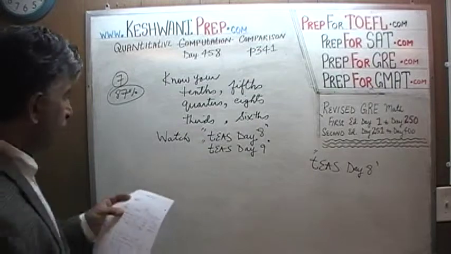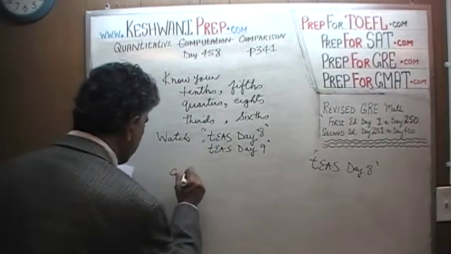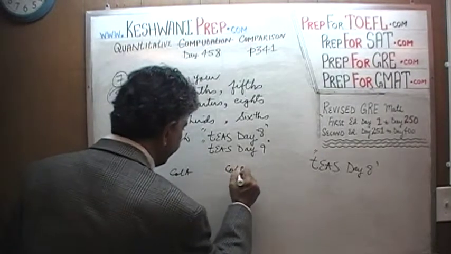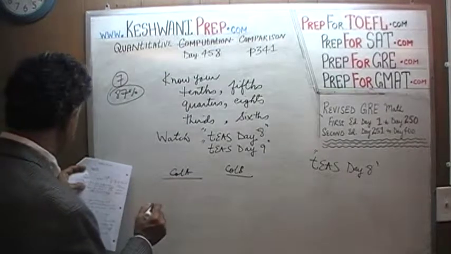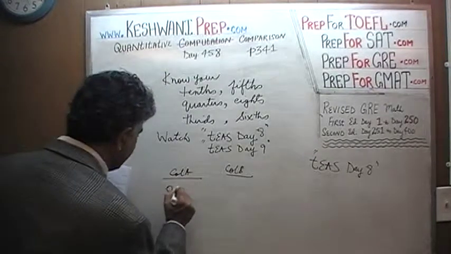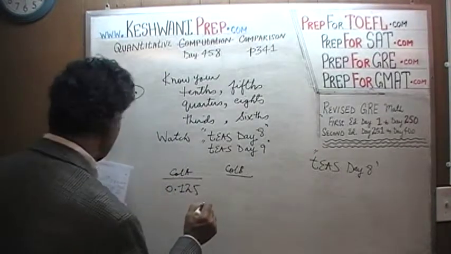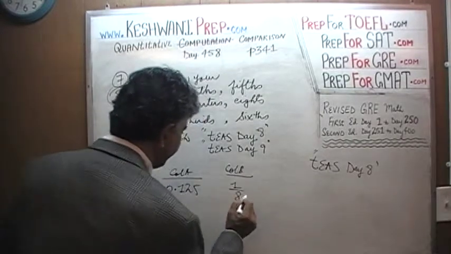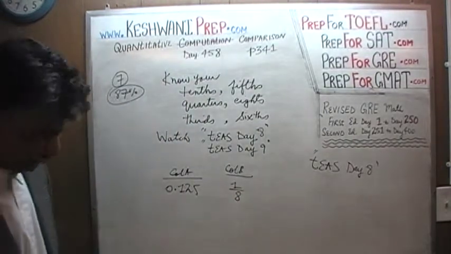Here's what the question says. What we are being asked to compare is column A and column B. In column A, we have 0.125, and in column B, we have 1/8. That's how simple it is.